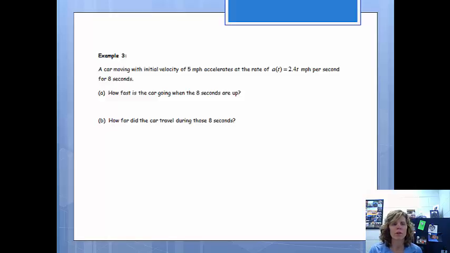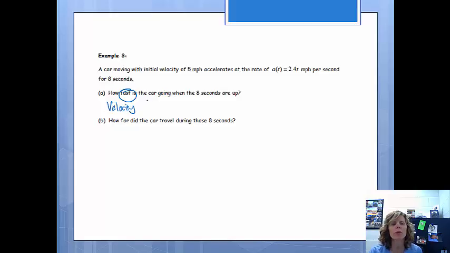All right, we are going to be looking at some more examples of using calculus to evaluate and analyze particle motion. Example 3: a car moving with initial velocity of 5 miles per hour accelerates at the rate of a(t) equals 2.4t miles per hour per second for 8 seconds. How fast is the car going when the 8 seconds are up? So if we look at this, how fast would be velocity?